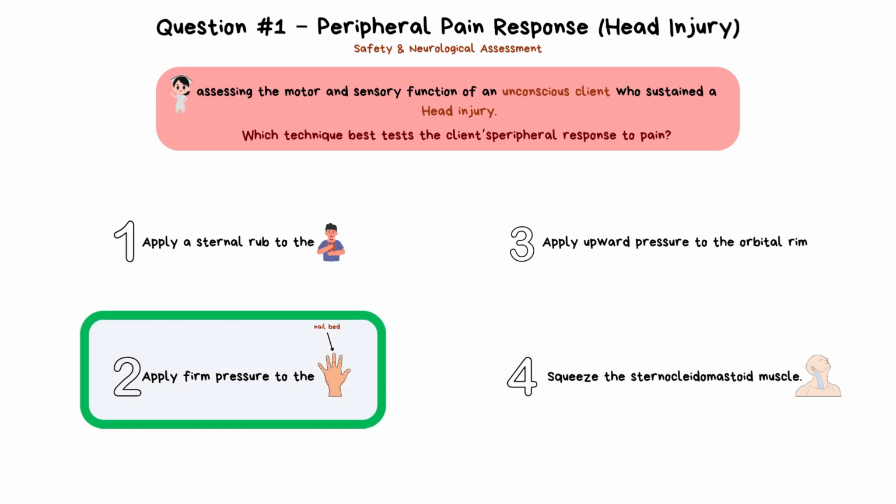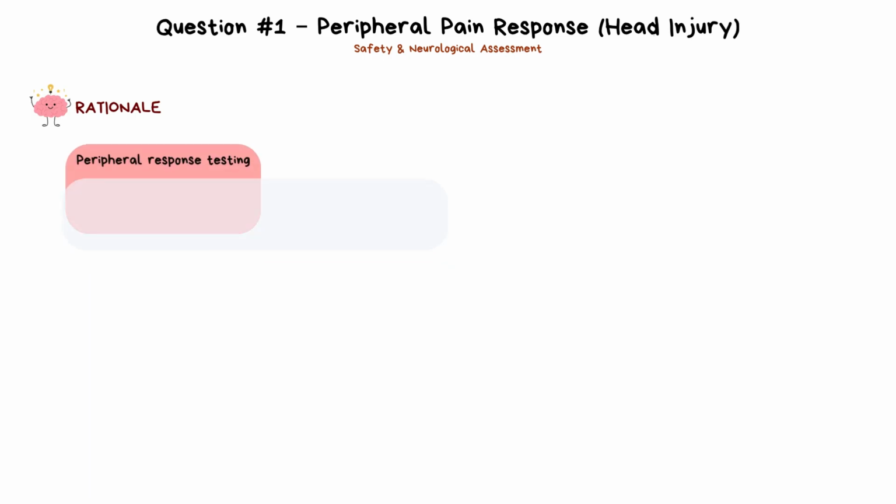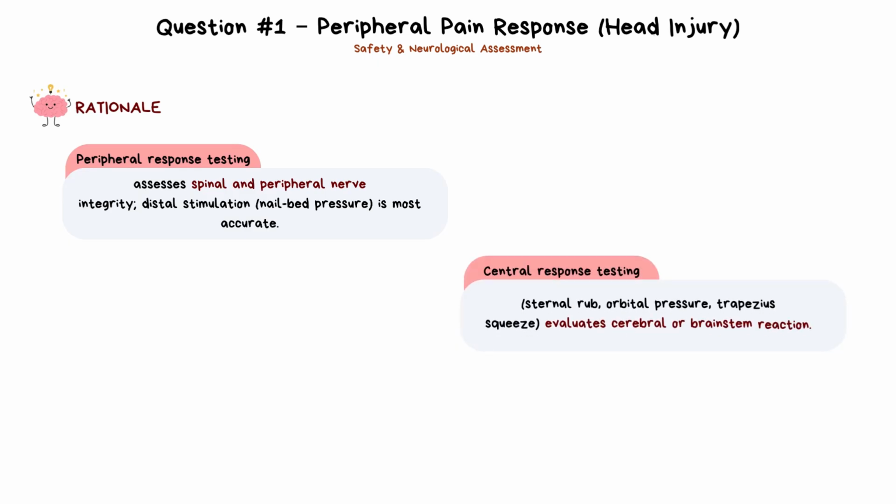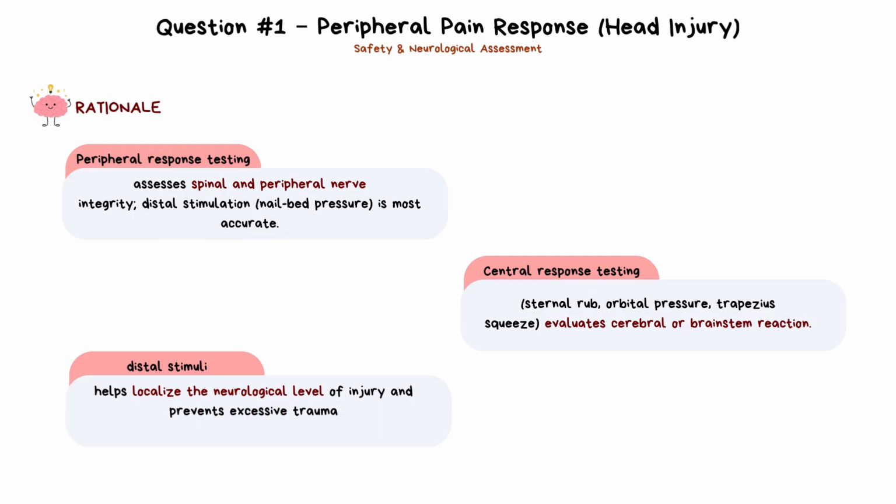If you chose option 2, apply firm pressure to the nail beds, you're correct. Here's why. Peripheral response testing checks the integrity of the spinal cord and peripheral nerves. The nail beds are the most distal part of the body, so applying pressure there gives the most accurate read of peripheral motor and sensory function. The other options, the sternal rub, orbital pressure, or muscle squeeze, are central pain stimuli. Those are used to evaluate brainstem or cerebral activity, not peripheral response. Using distal stimuli helps the nurse localize the level of neurological injury while avoiding unnecessary trauma.